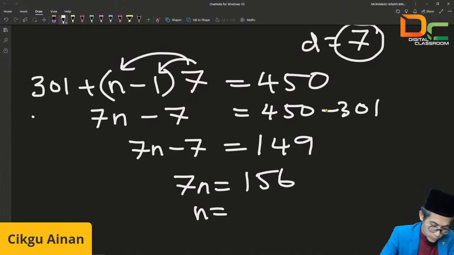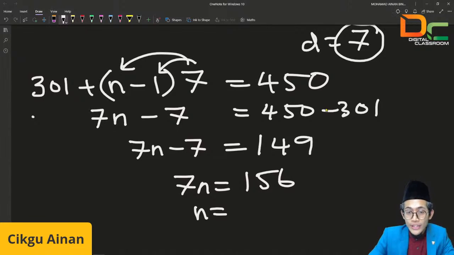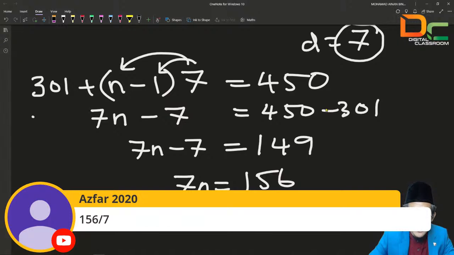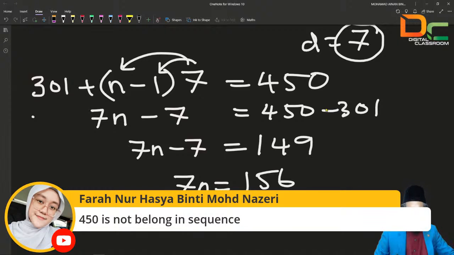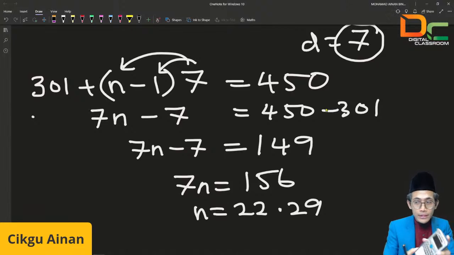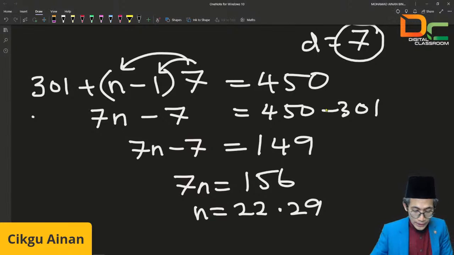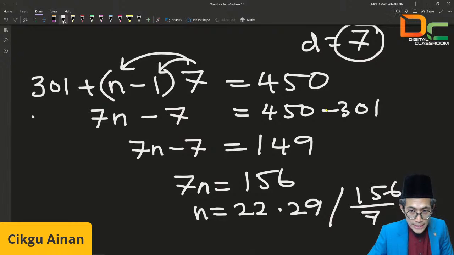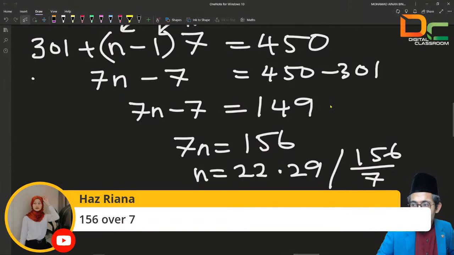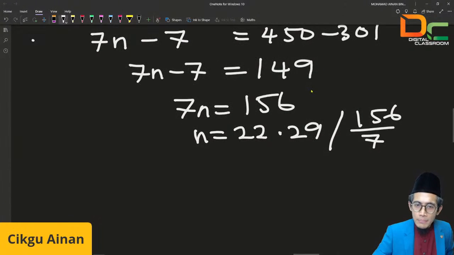Okay, betul. Now we divide, we get 22.285. Tak payahlah banyak, 22.29 dah lah. Okay, good. Ada yang pakai kalkulator silver mahal gini, kamu dapat this figure lah. You get 156 over 7. Betul. Okay, now what does it mean by this number?